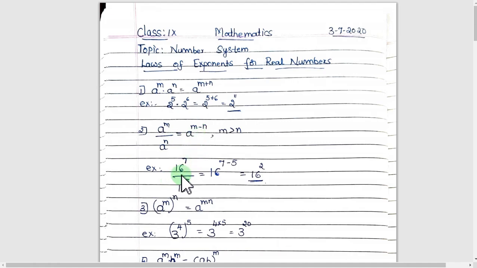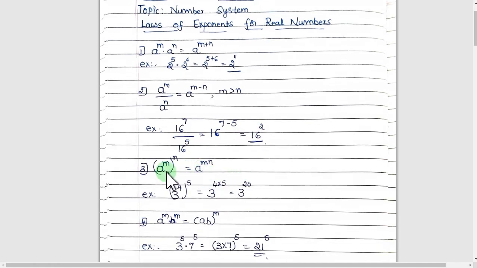For example, 16 to the power of 7 divided by 16 to the power of 5. Base is the same, power different. Then 16 to the power of 7 minus 5. Here m and n, the values 7 and 5 are there. So 7 minus 5. 7 minus 5 is 2, so 16 to the power of 2.